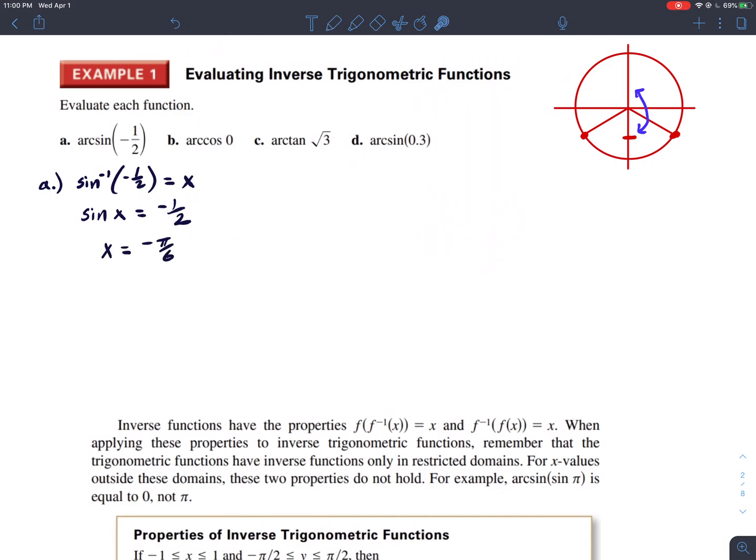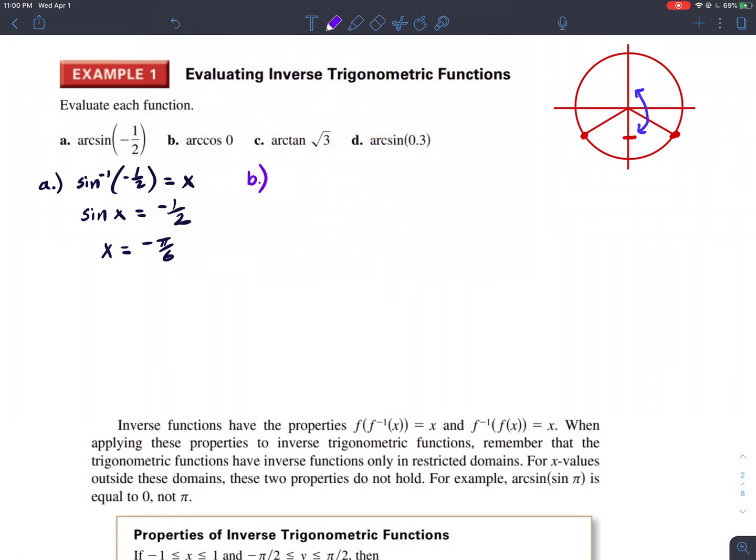Again, when we're dealing with inverse trig functions, we have to remember which domain values and which range values are possible. Or you could say which domain values in the original sine are possible. All right, moving on, B.